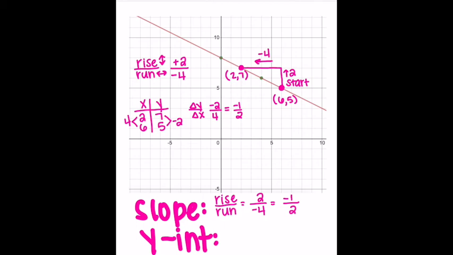Okay, up next we have the y-intercept. Now the y-intercept on this one is wherever the line crosses the y-axis, which is at this point here. So that's at this point, (0, 8). So it's at 8, or we could label it as a point (0, 8).